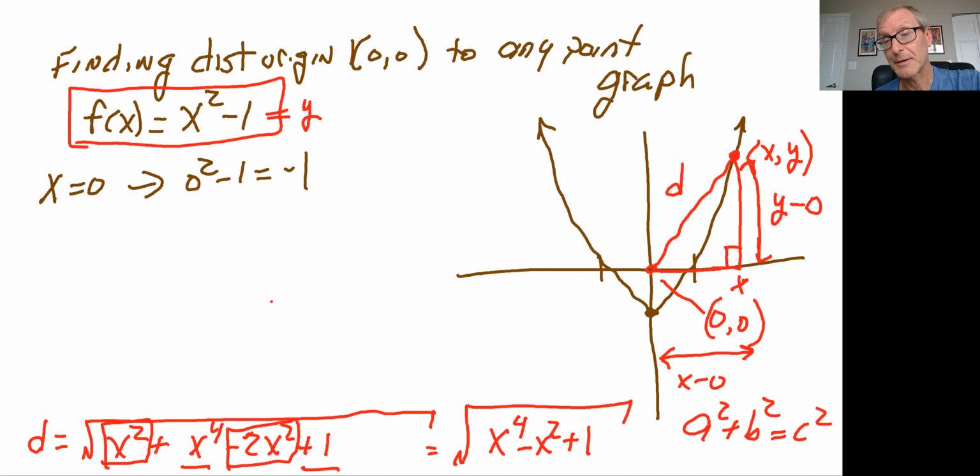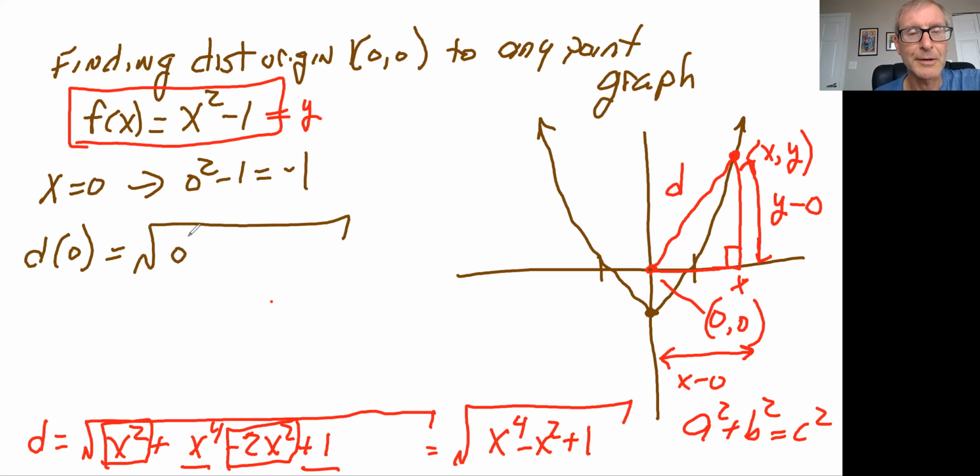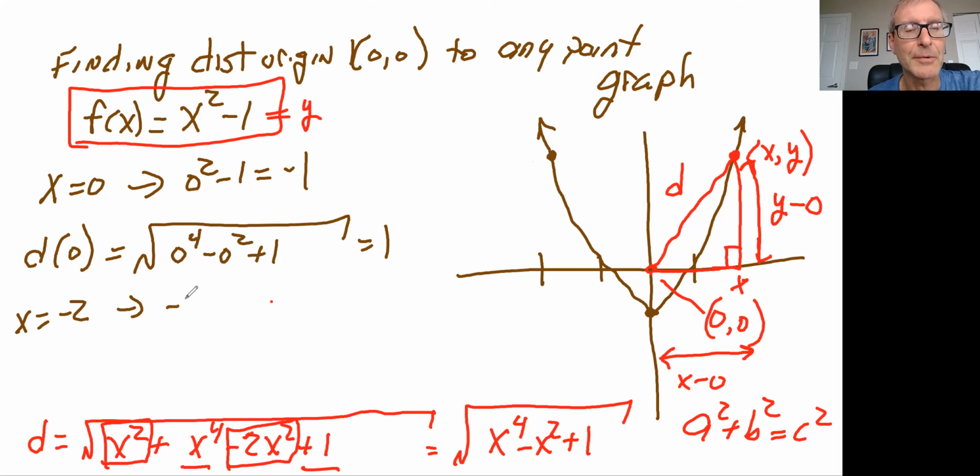So let's plug in the values. We're going to take d and plug in 0 for x. When we do that, we get the square root of 0 to the 4th minus 0 squared plus 1. The square root of 1 is 1, and you can see that the distance is 1. Let's do another one, say x equals minus 2. So minus 2 would be here, and when you plug that value in, for y you would get minus 2 squared minus 1 equals 4 minus 1, so it would be 3.